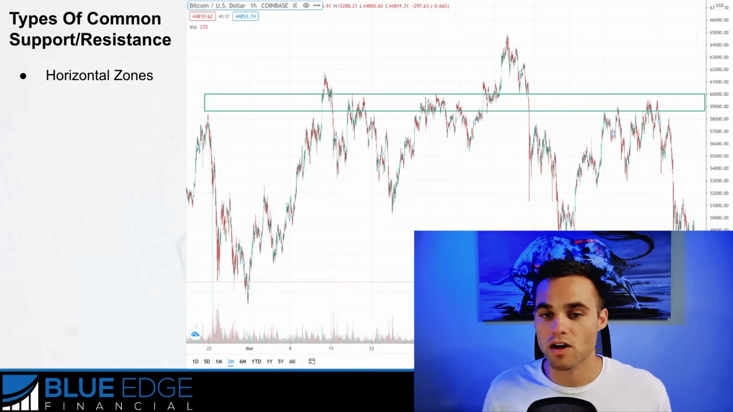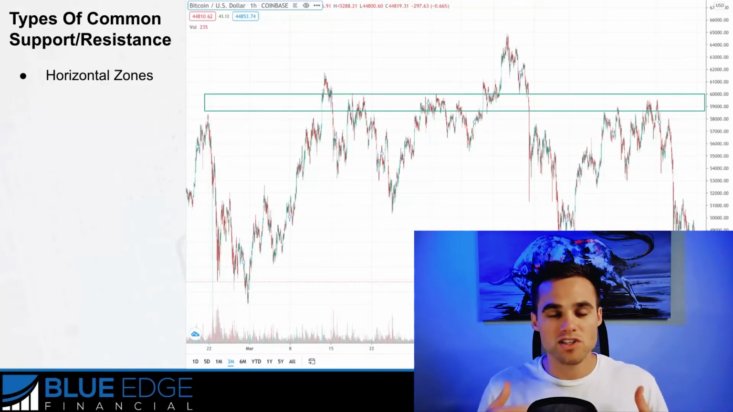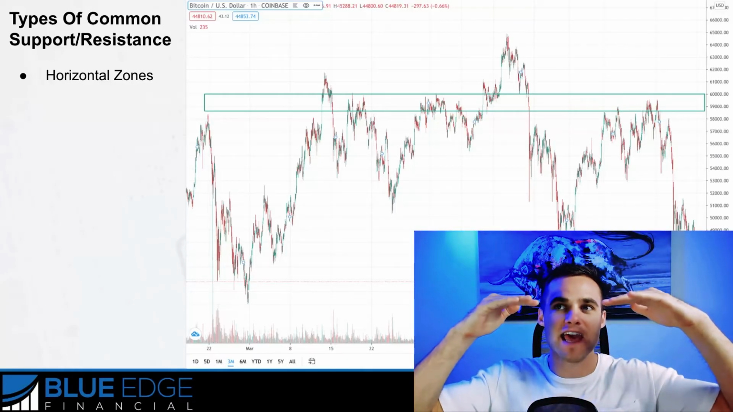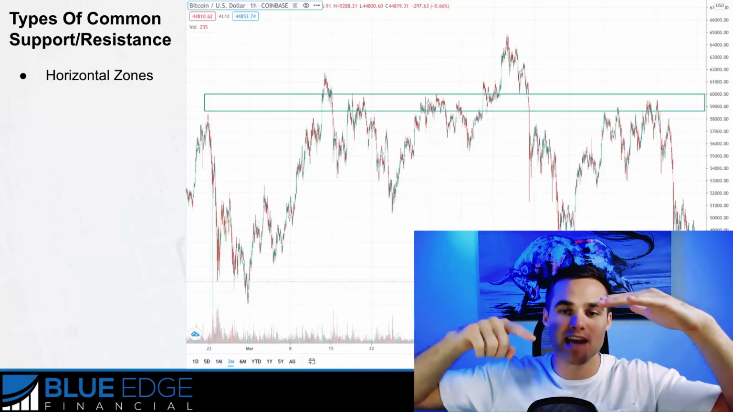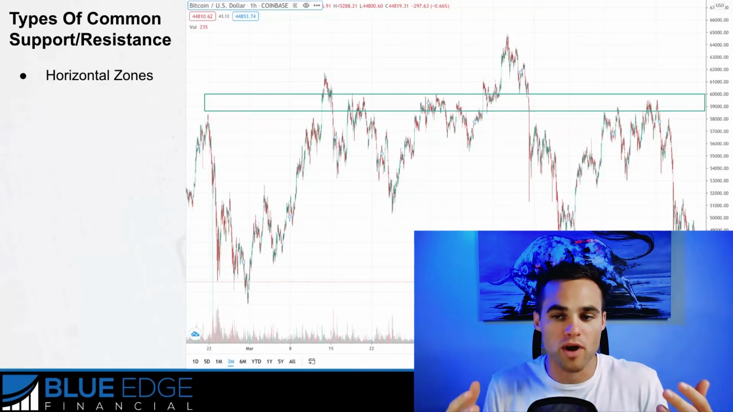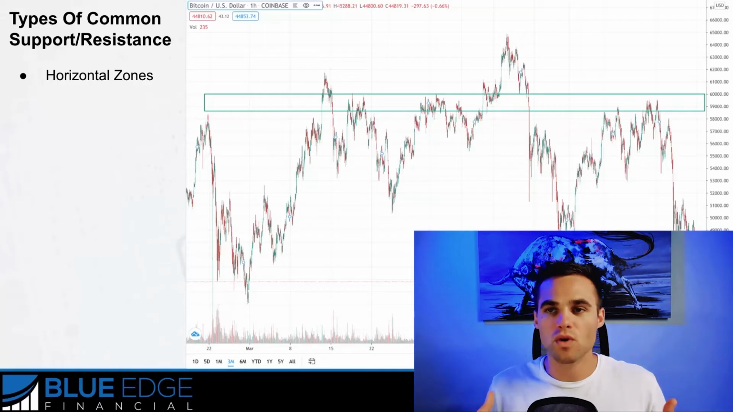If we take a look, support acts as like a floor that price tends to bounce off of, and resistance acts as like a ceiling that price tends to bounce off of and has trouble breaking through. So generally, these are what are also called key zones or key areas that you want to look for in trading. Essentially, they're areas or zones where price plays off of. And a lot of the times these key areas of support and resistance are actually whole numbers.